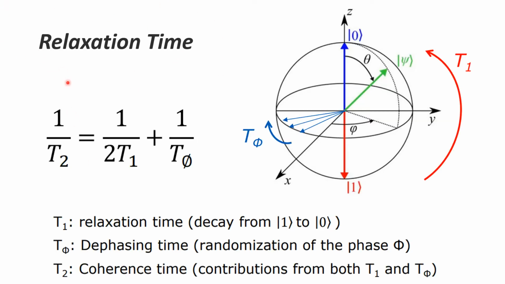Speaking of relaxation, we are going to take a look at what it actually is, the physical nature of it. T1 is the relaxation time, which means the time it takes the qubit to decay from state 1 to state 0, and T phi is the dephasing time, which is the time it takes the qubit to re-randomize the phase phi. The coherence time T2 is given by this equation. It is related to T1 and T phi simultaneously.